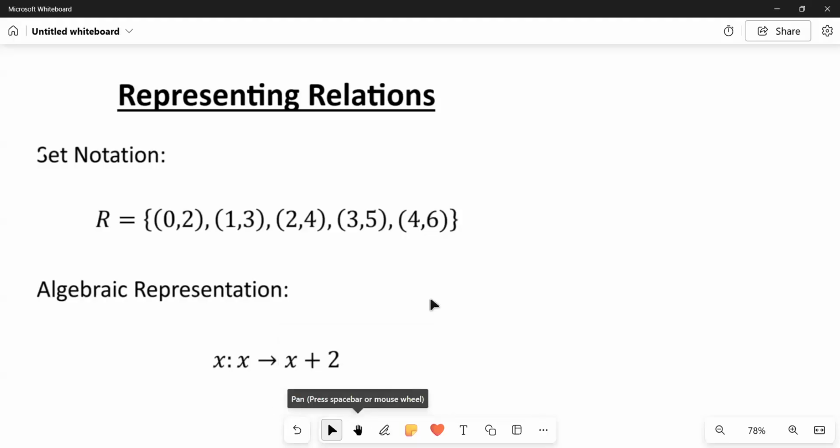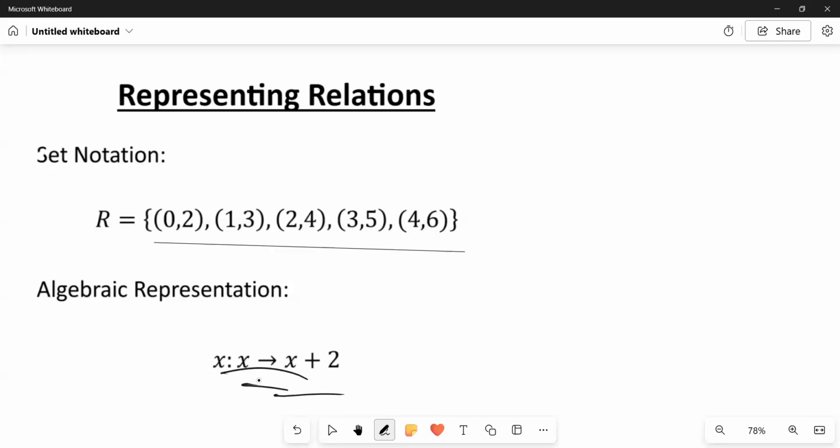So there are ways of representing relations. Well, this is one way using set notation. And then we can represent it algebraically, right? We can represent it algebraically.